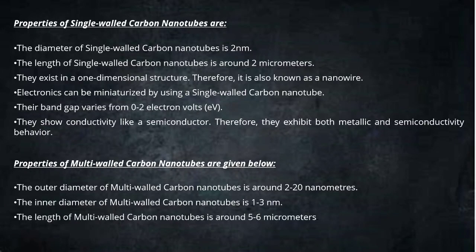Properties of multi-walled carbon nanotubes are given below. The outer diameter of a multi-walled carbon nanotube is around 2 to 20 nanometers. The inner diameter of multi-walled carbon nanotubes is 1 to 3 nanometers. The length of a multi-walled carbon nanotube is around 5 to 6 micrometers.